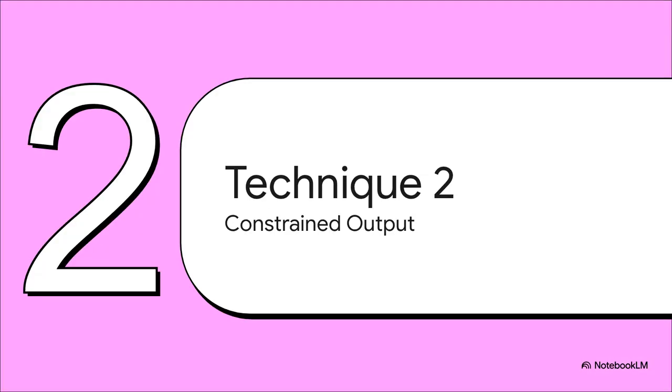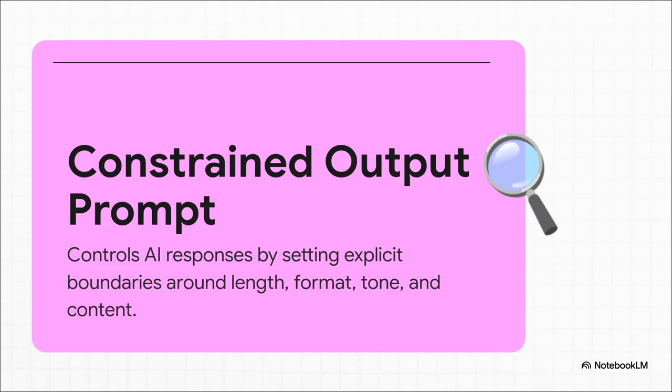Okay, let's build on that with our second technique. You've told the AI what you want it to do. Now it's time to control how it does it. And we do that with the constrained output prompt. This one, this is your secret weapon. You know when you ask for 2 sentences and you get back this rambling 5-paragraph essay? Yeah, this is how you stop that. By setting explicit boundaries, you're telling the AI exactly what the final product needs to look like. This is going to save you so much time on editing.